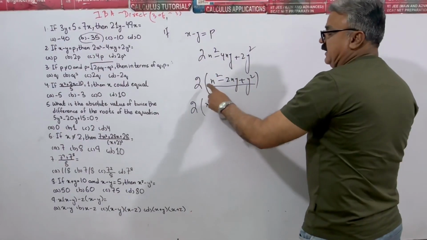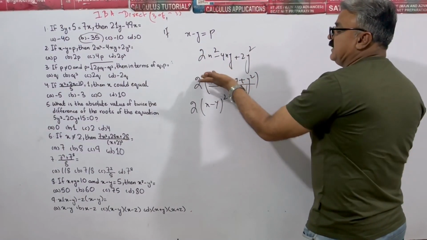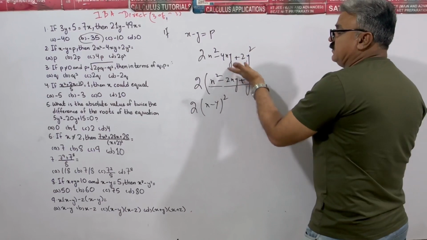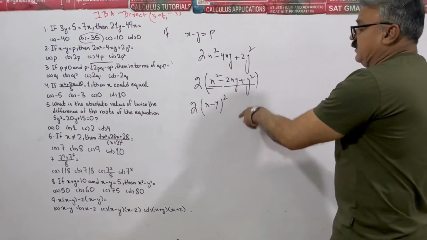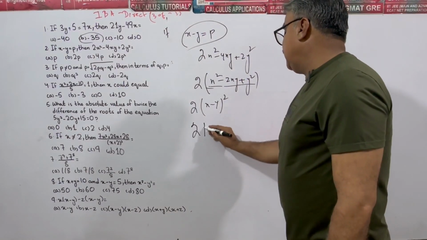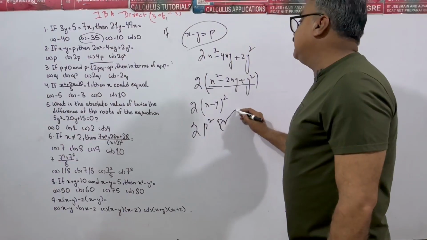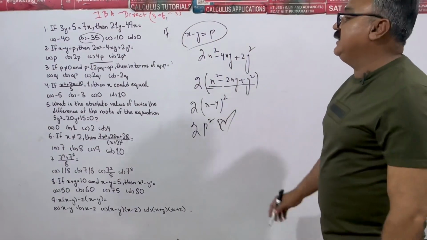Taking 2 common: x square minus 2xy plus y square. Taking common means dividing by 2. 2 divided by 2 is 1, 4 divided by 2 is 2, 2 divided by 2 is 1. It's the formula for x minus y whole square. What is the value of x minus y? It's p, given to us. So 2 times p square is our result in that case.